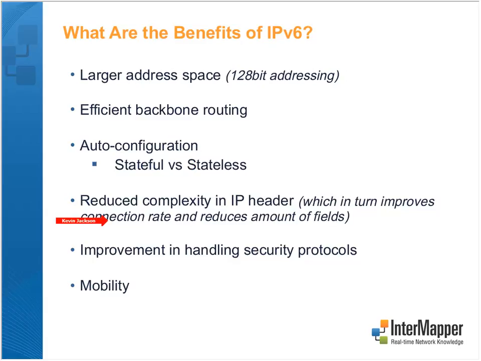Reduce the complexity in the IP header. What this means is currently the IP header format has a lot of different kinds of modules or data associated with it. So it makes the connection process a little tedious, and it takes a little bit longer in terms of the connection rate. What the version 6 protocol wants to do is reduce this by chopping off some of these additional sources on the IP header, which in turn improves the connection rate and reduces the amount of fields that you need.